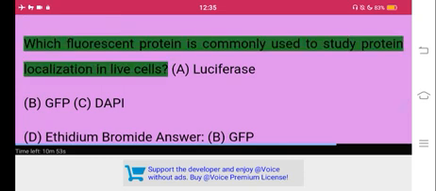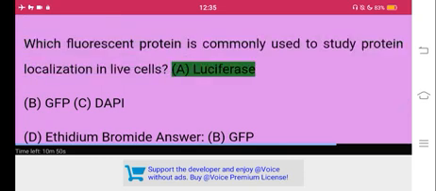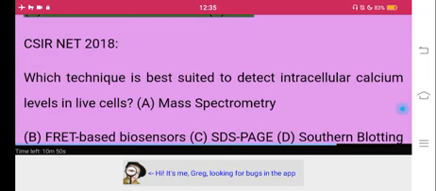CSIR NET 2020. Which fluorescent protein is commonly used to study protein localization in live cells? A. Luciferase. B. GFP. C. DAPI. D. Ethidium bromide. Answer: B.